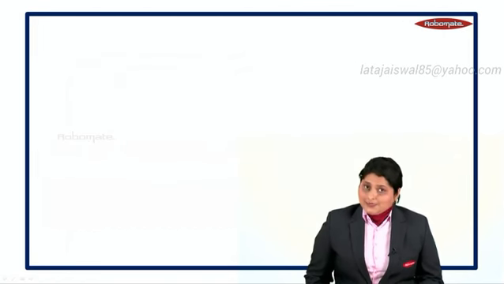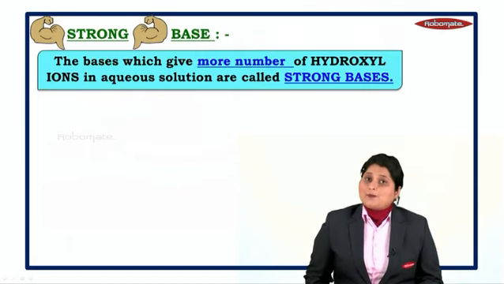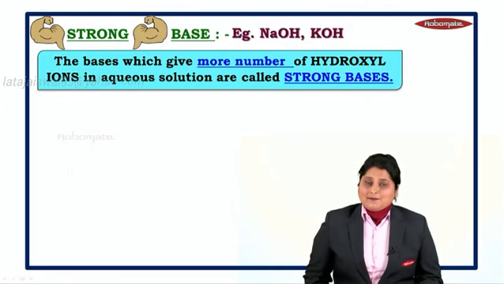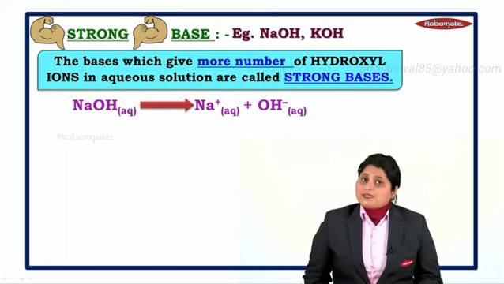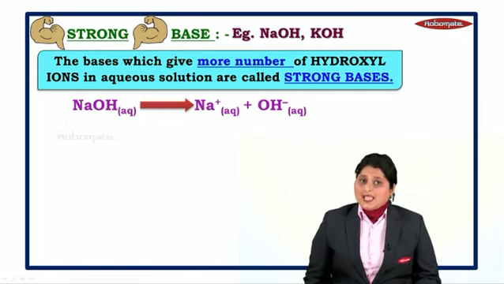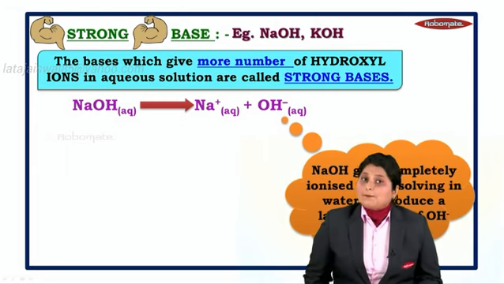as bases. Something else about bases, which we've already learned for strong acids. Let's now learn what a strong base is. The bases which give a large number of hydroxyl ions in aqueous solutions are called strong bases. For example, NaOH and KOH are strong bases. Now, similar to strong bases, we have to learn this dissociation reaction. NaOH, when it dissolves in water, splits into Na+ and OH-. This NaOH gets completely ionized on dissolving in water to produce a large amount of OH- ions. Therefore, it is called a strong base.